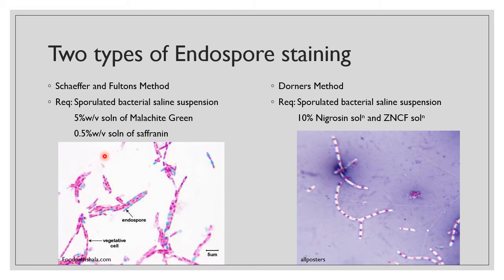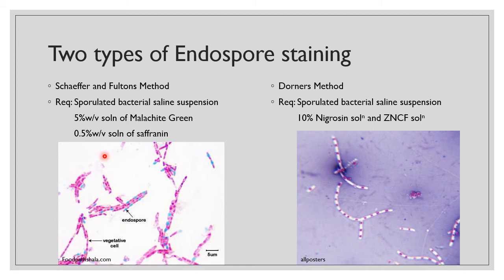So in the Schaffer-Fulton method, you require a sporulated bacterial saline suspension, then a malachite green 5% weight by volume solution, then safranin 5.5%. Okay, so these are two dyes which are used in endospore staining, right. You will see a picture given below where you will find green-colored spherical structures which are endospores, stained by malachite green, okay. That's why the endospores get green color, whereas safranin stains vegetative cells, okay.